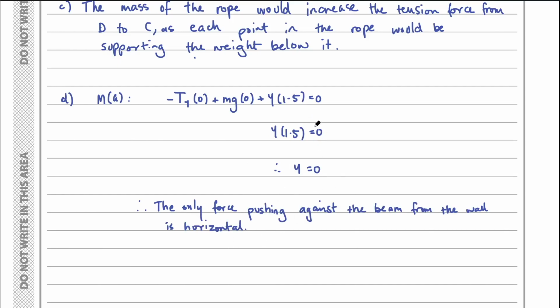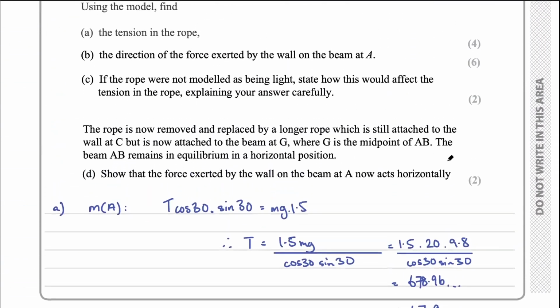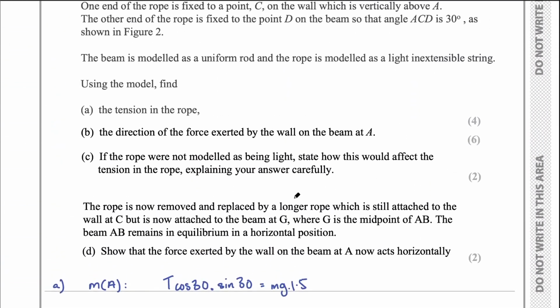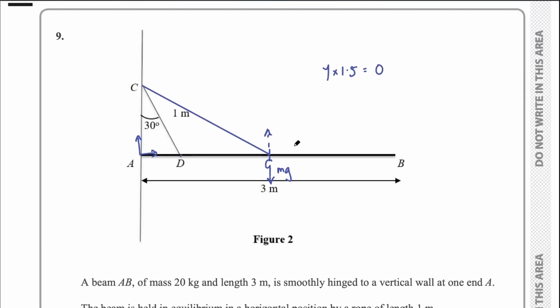Alright, hopefully that explanation made sense. Alright, that was part D for 2 marks, part C was 2 marks, part B was 6 marks, and part A was 4 marks. And that was question 9.